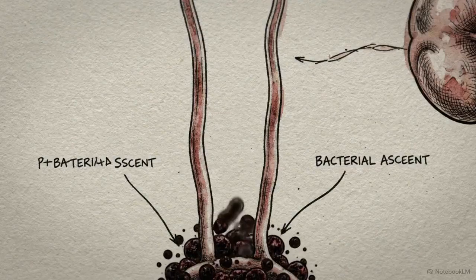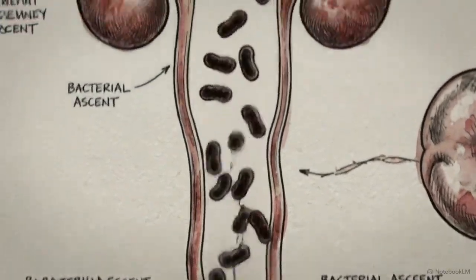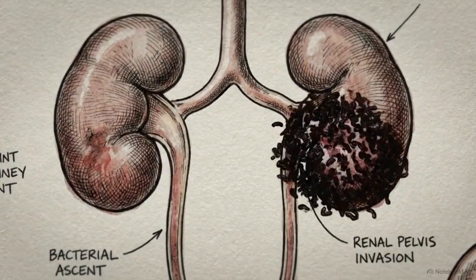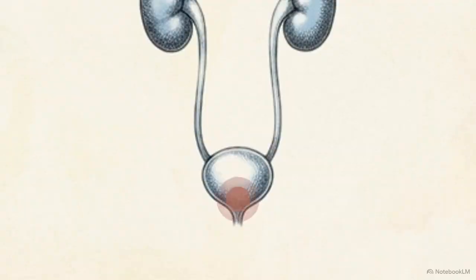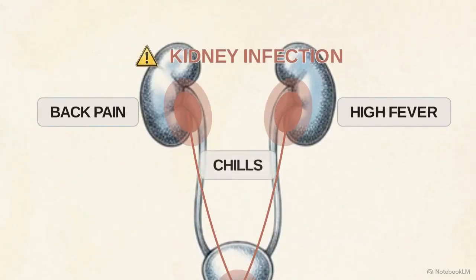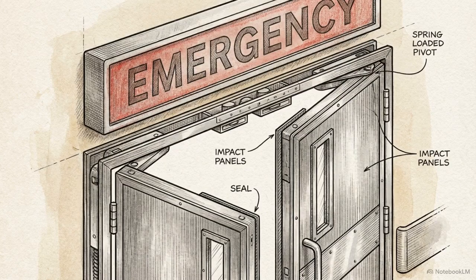The danger lies in assuming every infection stays in the bladder. You must check if bacteria have migrated up the ureters and engulfed the kidneys. Look directly for the 3 danger signs: back pain, high fever, and chills. If those 3 symptoms are present, this is no longer a standard OPD visit. The patient requires immediate emergency medical escalation.